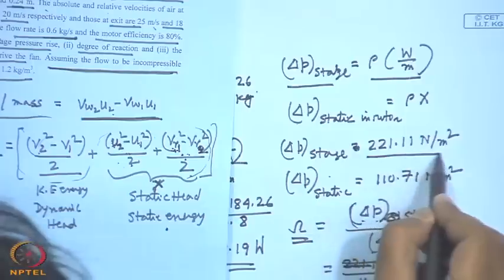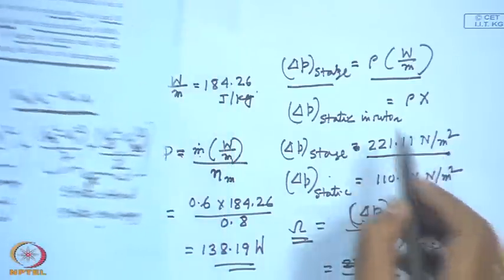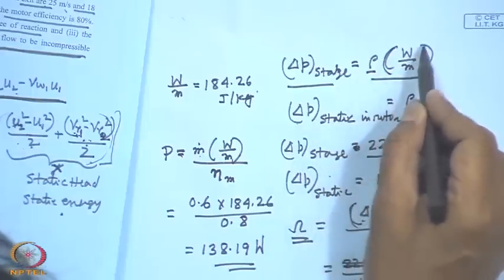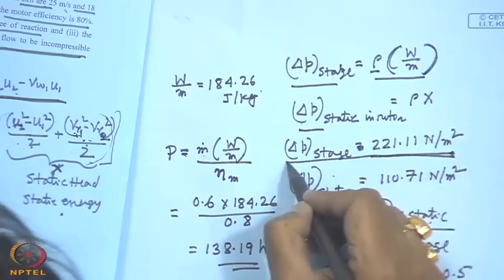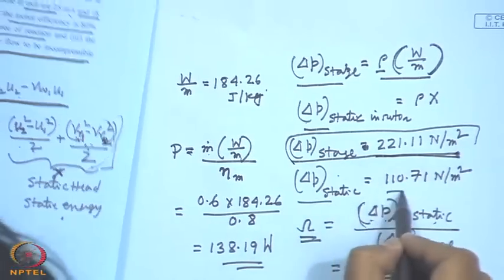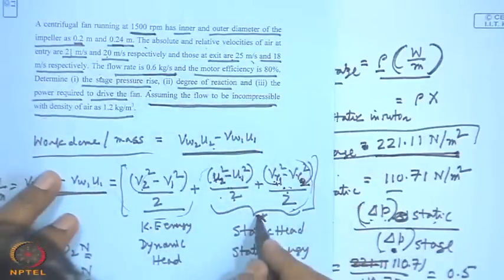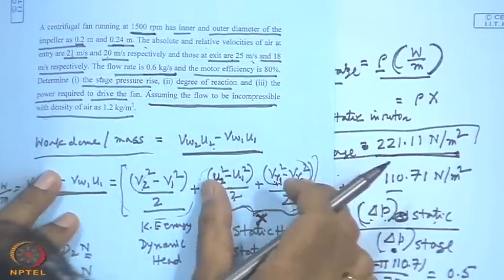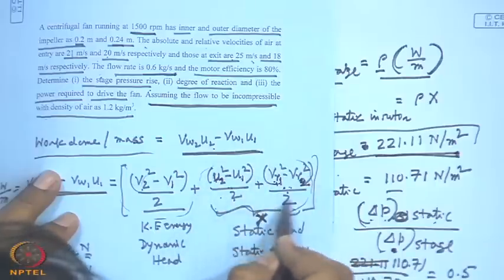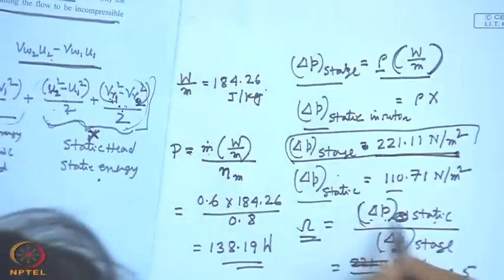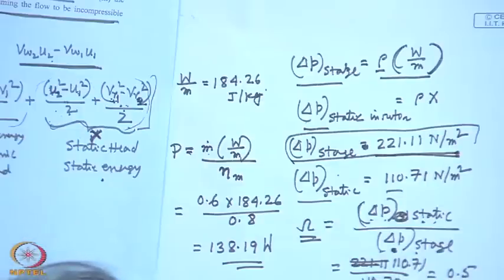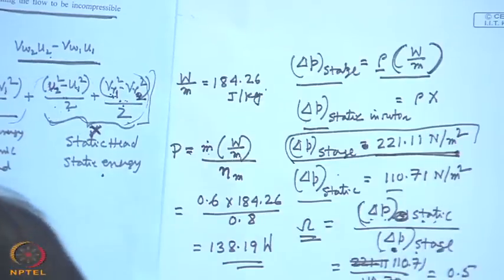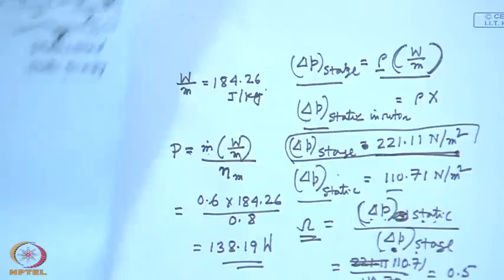So, this is worked out numerically: delta P stage is rho times the work done per unit mass, that is the total pressure change in the machine, and the static pressure change in the machine is rho times this part. Again, I repeat, this part is the static head, that means the energy per unit mass. This into rho is the delta P static. So, delta P static by delta P stage is 0.5. Clear?